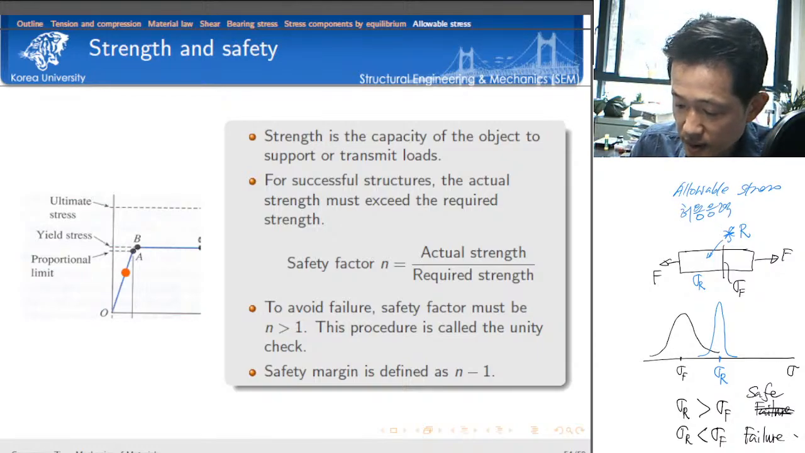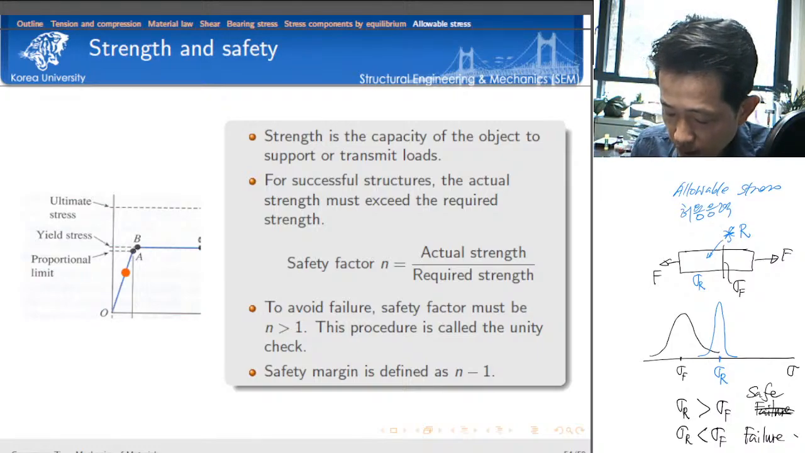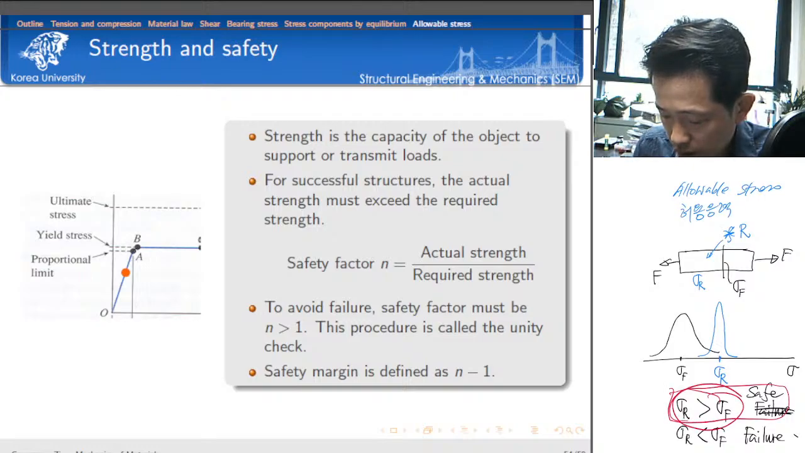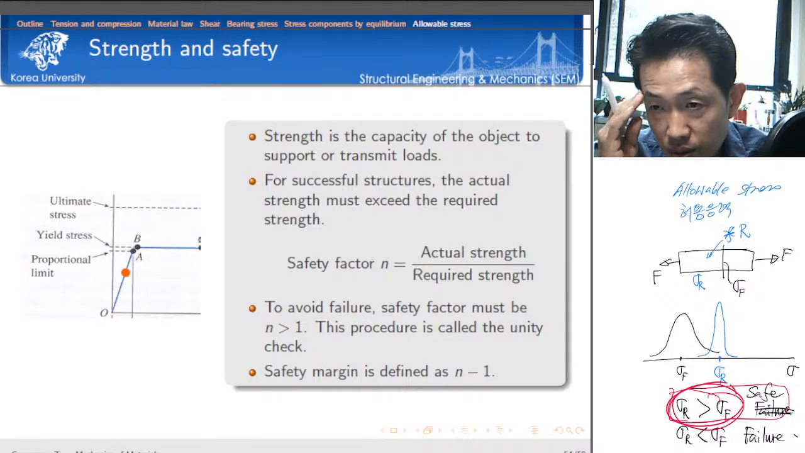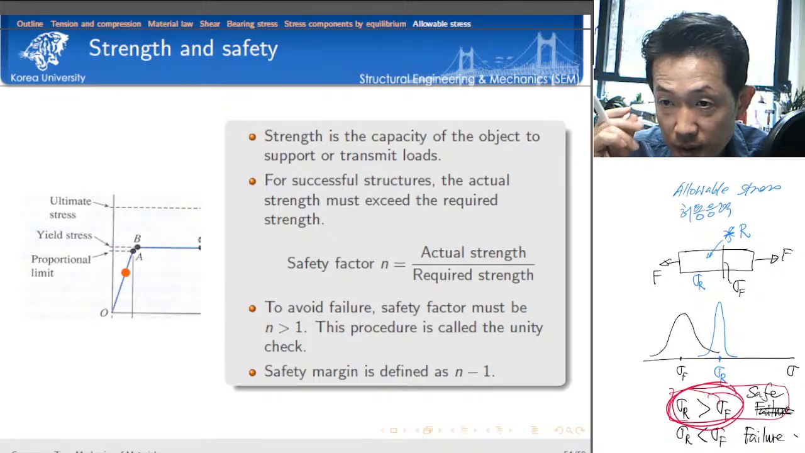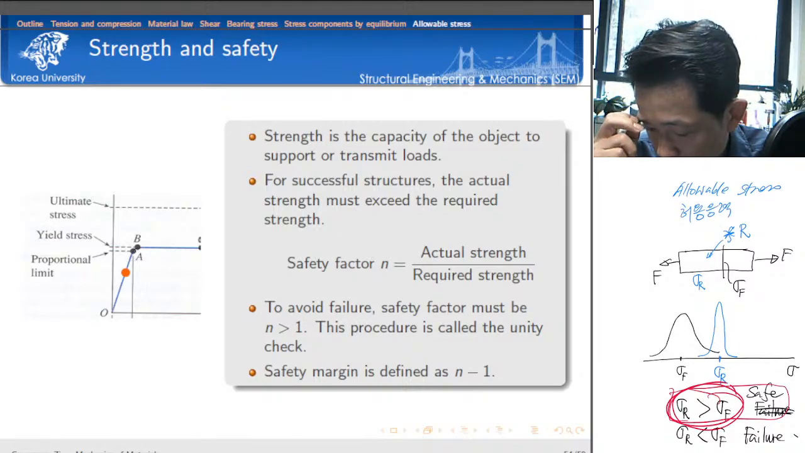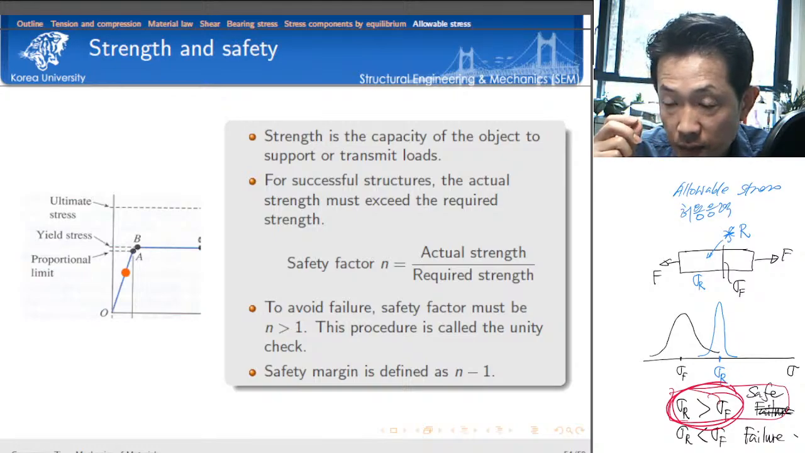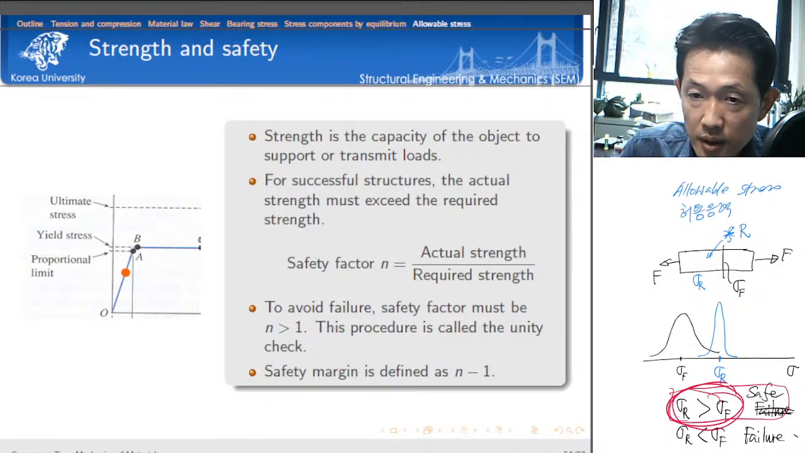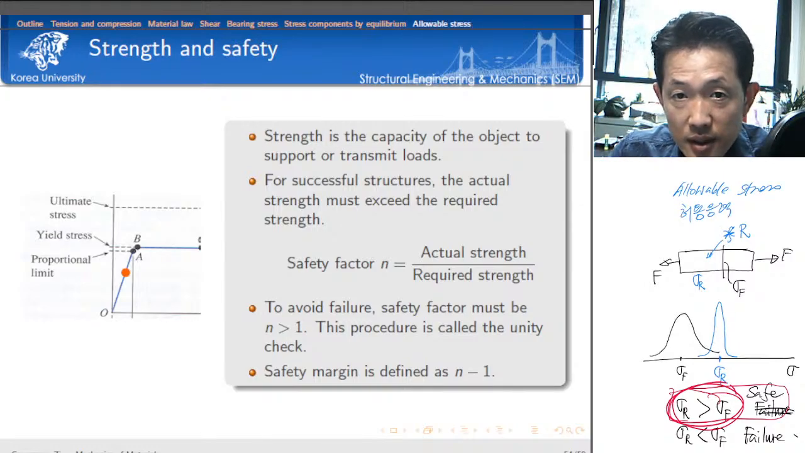Okay, to guarantee this safe condition, we want to make this situation intentionally. I want to always control the resistance to be greater than any normal stress caused by the external forces or actions. Okay, so let's look at the lecture slide here.